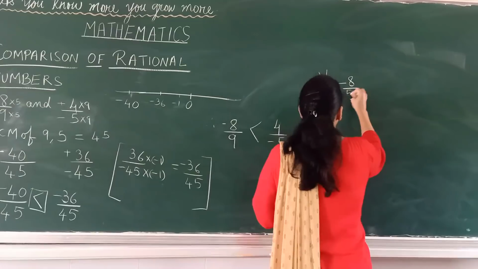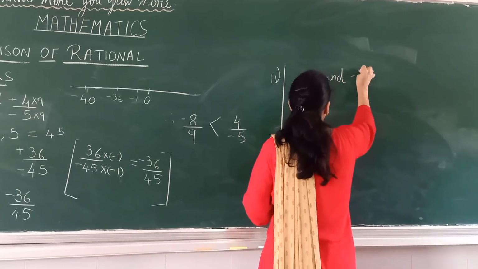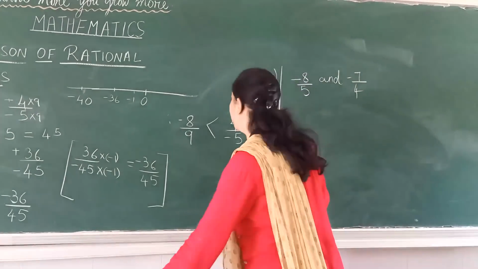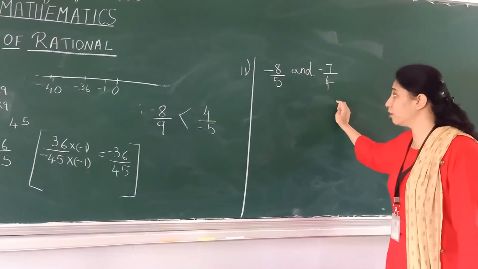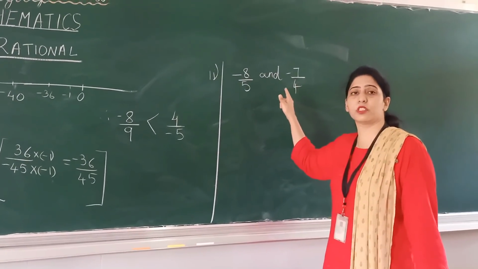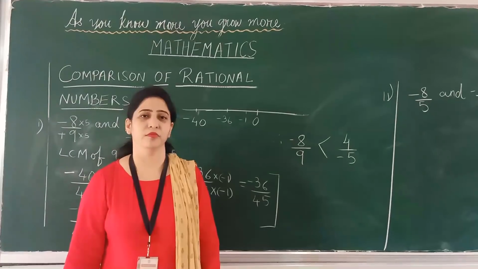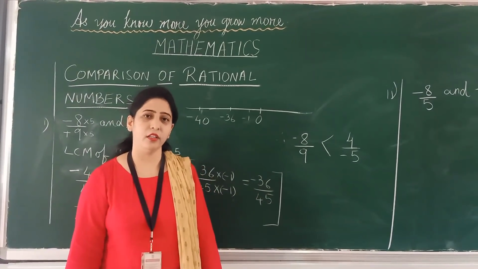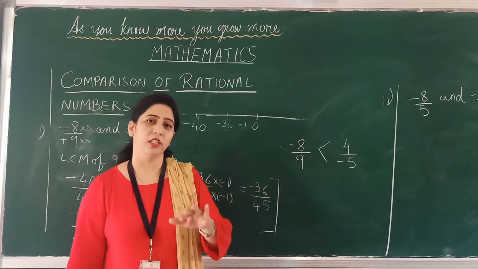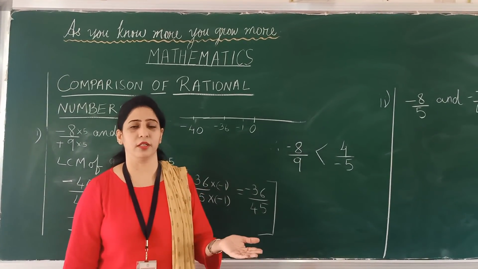Minus 8 upon 5 and minus 7 upon 4. Two rational numbers are given. You have to solve this and comment your answer. The video link is provided. Just open it and watch it. That is for your other concept.